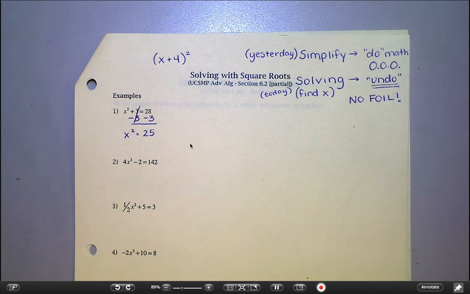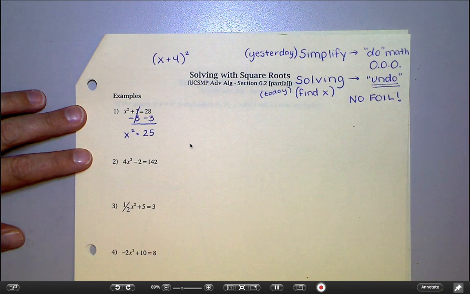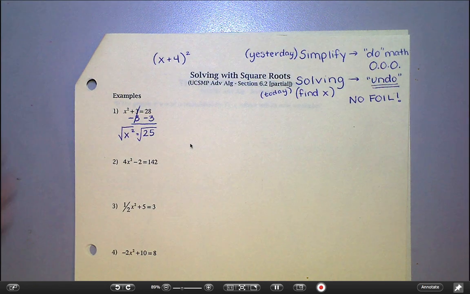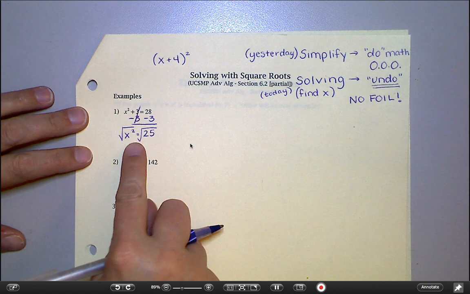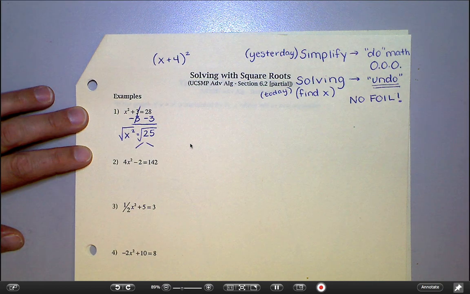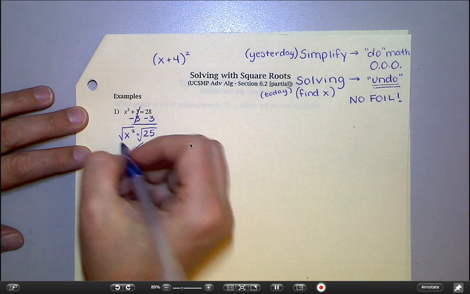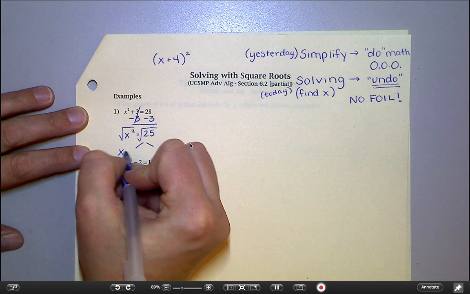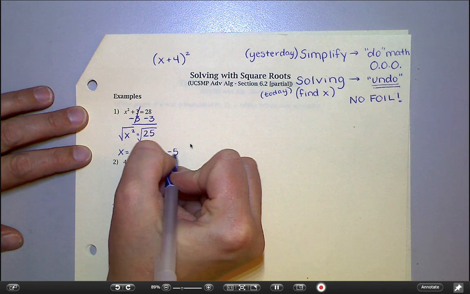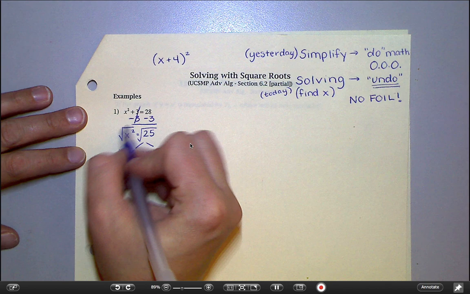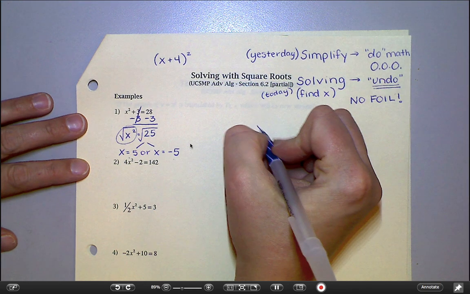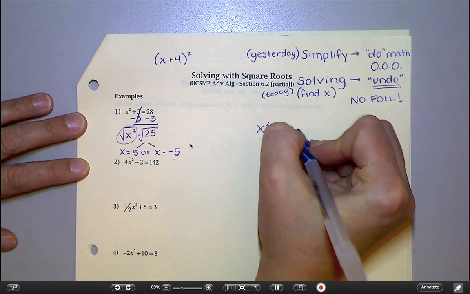And then I want to ask myself, how do I undo an x squared? Well, that's with a square root, and this is the big thing today. And actually, we've talked about this already. We talked about this in chapter 5. As soon as you take a square root, you end up with two different answers, okay? So the square root of x squared is just x, but x could equal 5, or x could equal negative 5. So every time you solve and it has an x squared in it, you're going to end up with two answers. Anytime you have something squared, you're going to have two solutions.